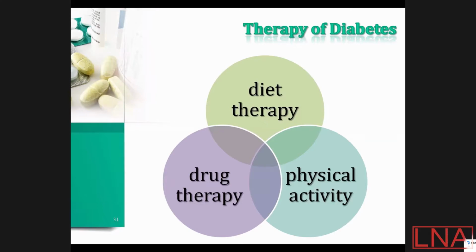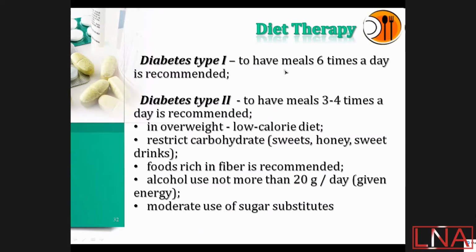And you couldn't say there are three ways of therapy, because usually all these ways of therapy are used together. First of all, diet therapy, drug therapy, and physical activity. A few words about diet therapy and physical activity, because it's logical actually, and a little bit more specific about drug therapy. For diabetes type 1, patients should have meals 6 times a day, and of course no sugar, sweets or honey, and better to not use alcohol, just 20 grams a day, and of course not every day. For diabetes type 2, having meals 3 or 4 times a day is recommended.